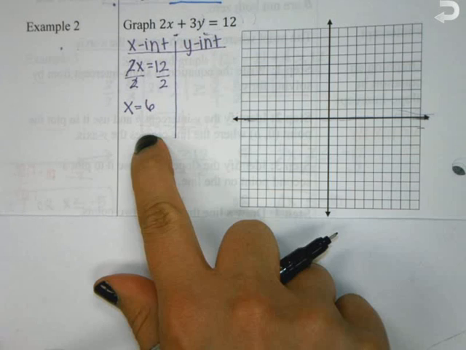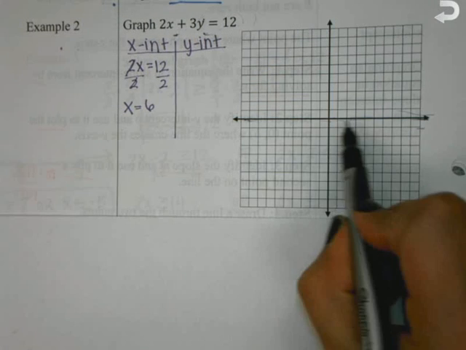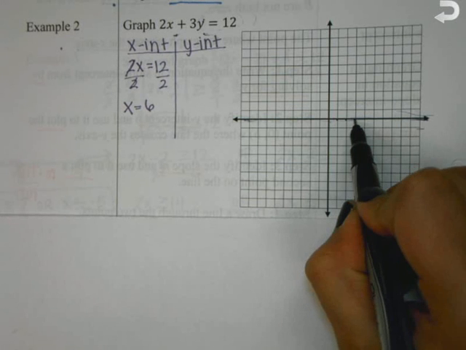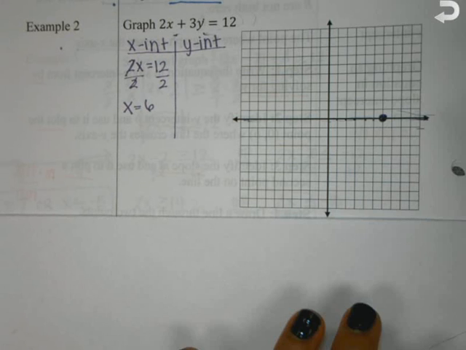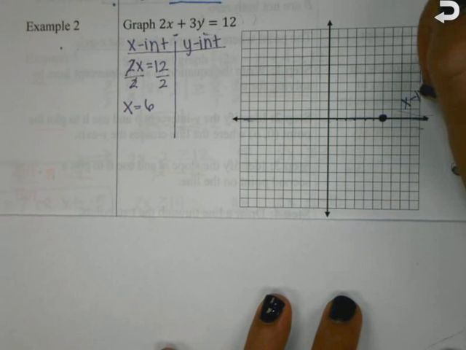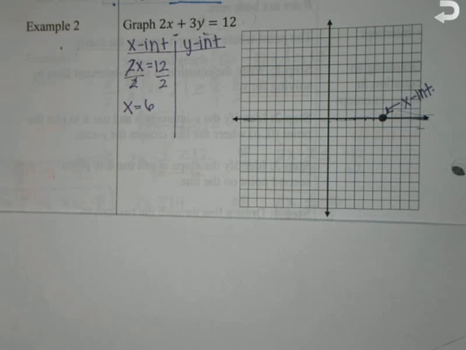So along the x-axis, let's plot that. 1, 2, 3, 4, 5, 6. And I'm actually going to label that x-intercept. Just for right now, just for this one time so that we have it labeled. Okay? We do the same thing for the y-intercept, except what am I going to cover this time?